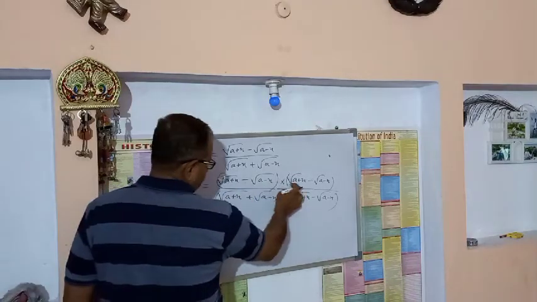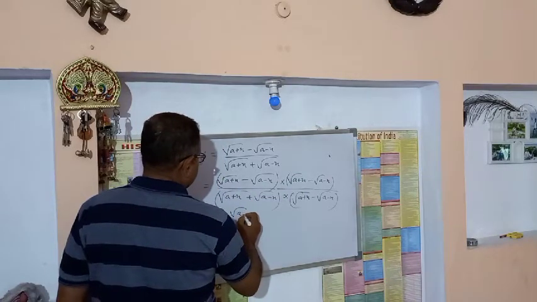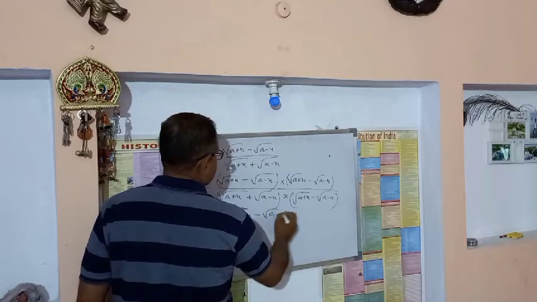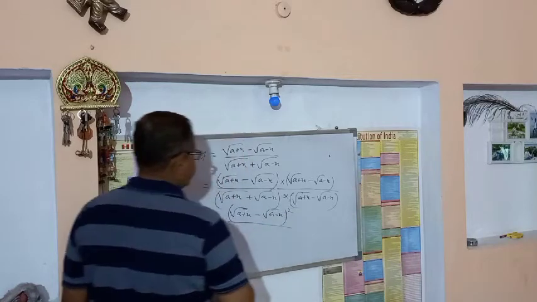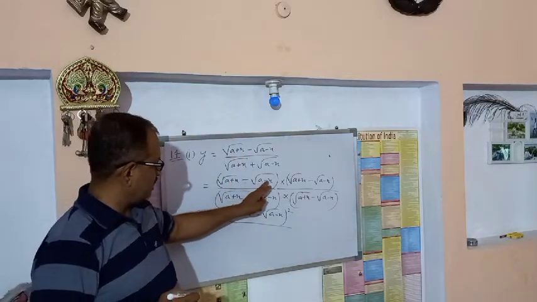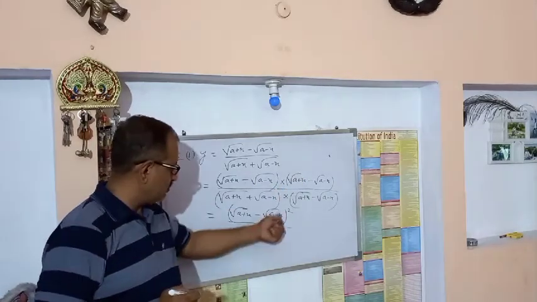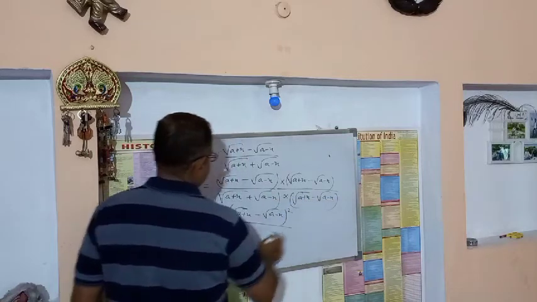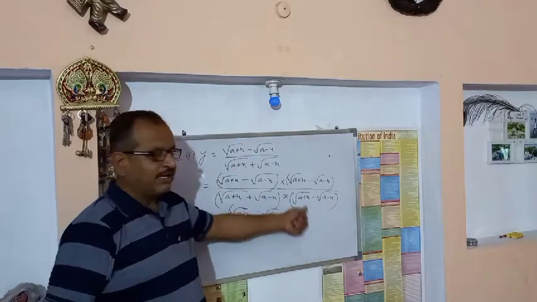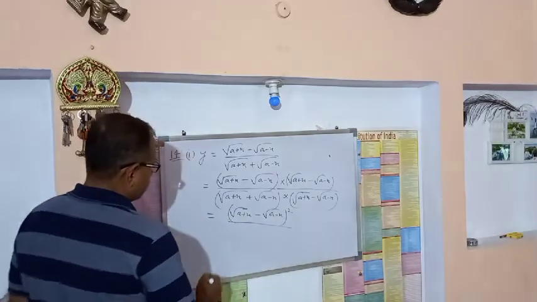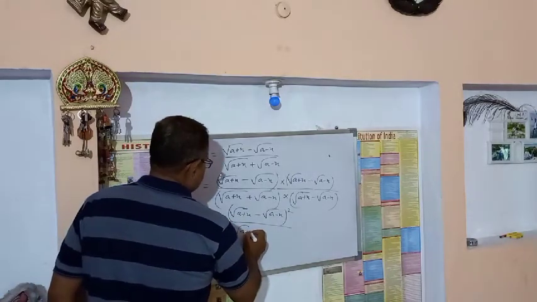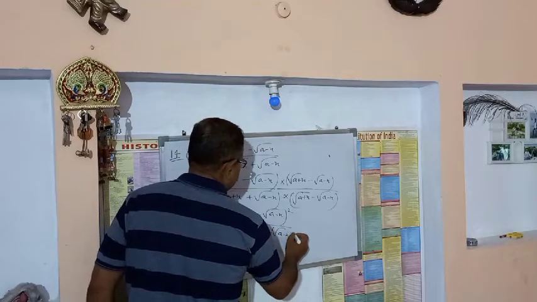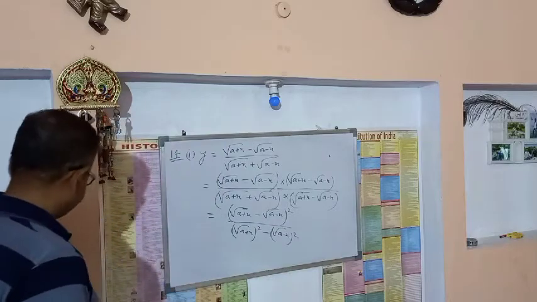So what will be this product in the numerator? It will be root a plus x minus root a minus x whole square. Root a plus x minus root a minus x two times, so we can write whole square. And here we can apply a plus b into a minus b, which means a square minus b square. So root a plus x square minus root a minus x whole square.